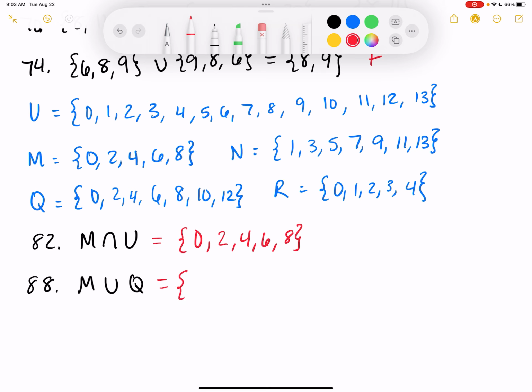0, 1, 2, 3, 4, 6, 8, 10, 12. Are you looking at M and Q? Oh, shoot, I was looking at Q and R. I was like, I don't know where you're getting one from. So it'd just be Q. All of Q, right? Yep, because M basically was all repeated in Q. So yes, 0, 2, 4, 6, 8, 10, and 12.